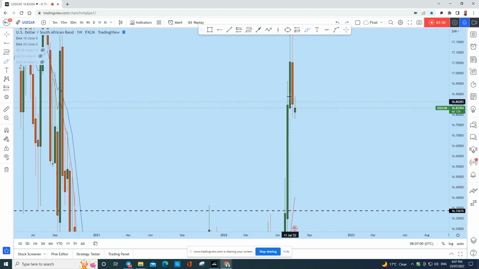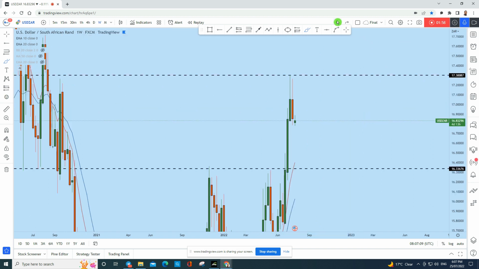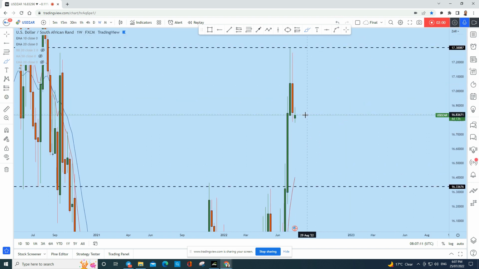The reason we see that is the past week, this green candle, is a wickless candle here, and the price is just struggling to go up from this zone. So we could potentially see that USDZAR is finally coming down.